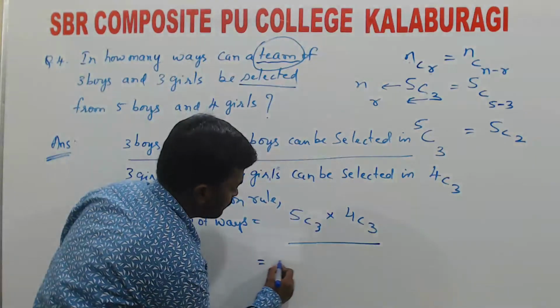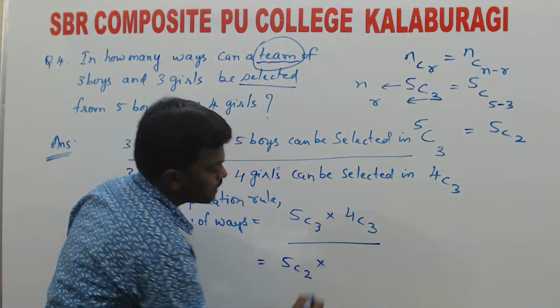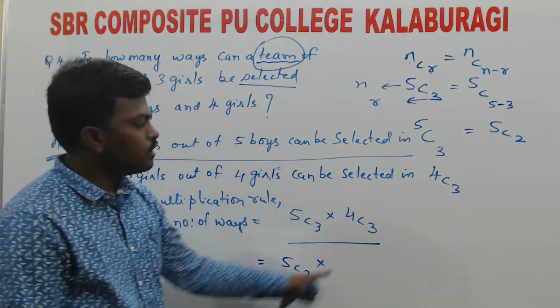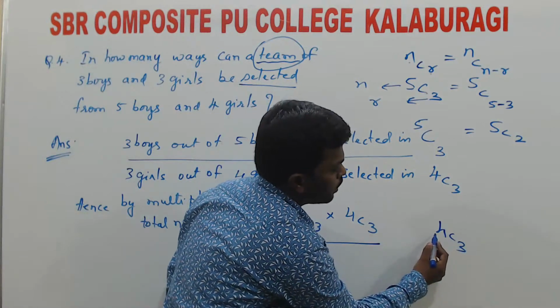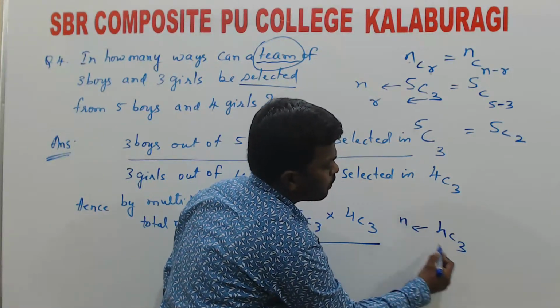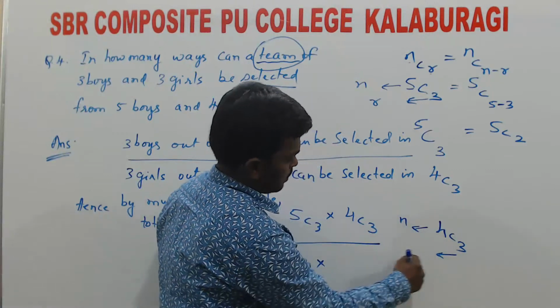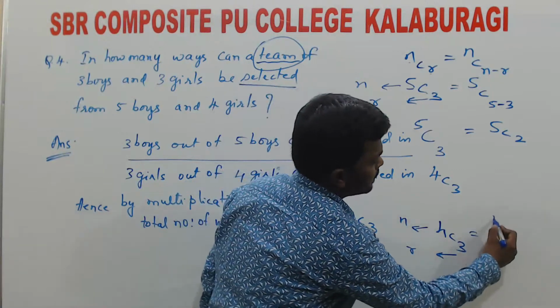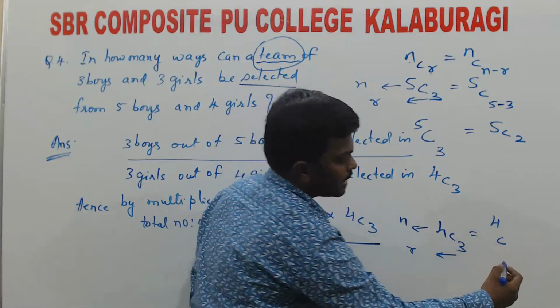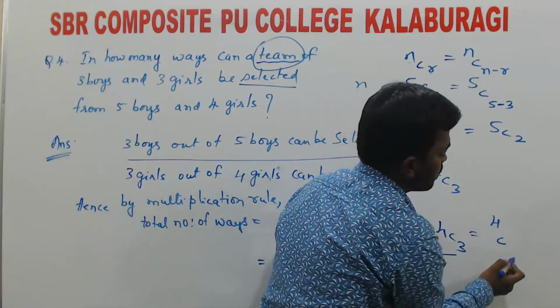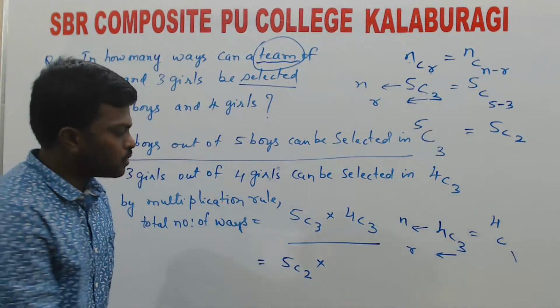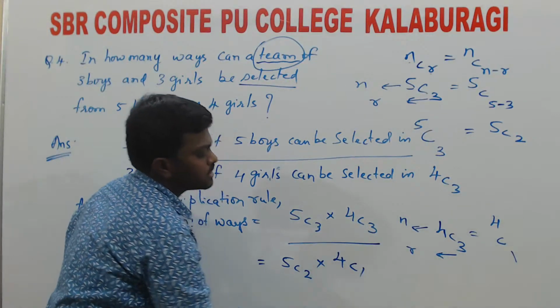So can I write 4C3 here? So what is n here? 4. What is r here? 3. So can I write this as nC(n minus r)? So 4 minus 3. So what is 4 minus 3, students? 1. So 4C3 is same as 4C1.